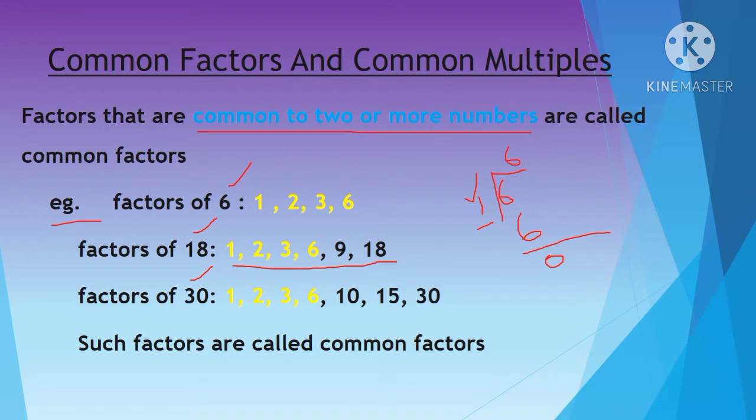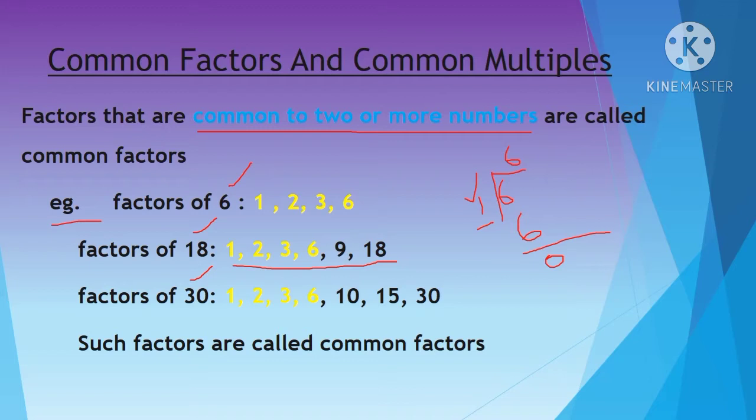Today we're gonna see a new topic from chapter 3. What is that topic, children? Common factors and common multiples. So already we have learned about factors and multiples. We have learned the definition of factors and multiples, and based on that we have seen many problems. Now we're gonna find the common factors and common multiples. So read the definition, children.